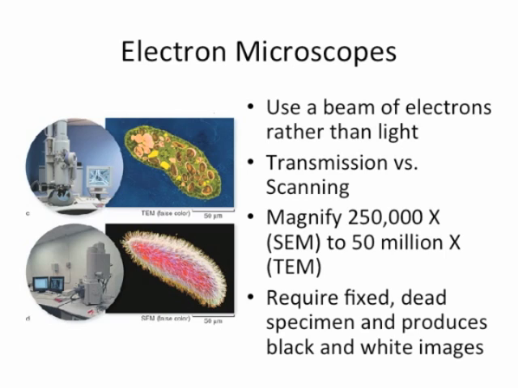So because you're using electrons rather than light beams, you can magnify an object incredibly much larger. You can magnify something now 250,000 times, up to 50 million times its actual size. So it's pretty incredible. The 50 million times is with what's called a transmission electron microscope. The 250,000 was with a scanning electron microscope.